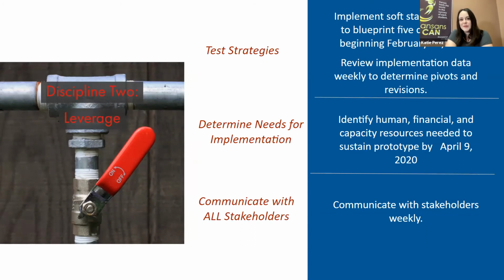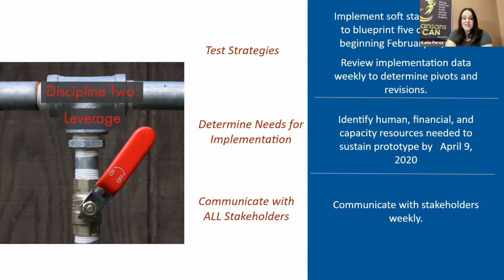We want to take it a little bit deeper with lead measures. I'll be honest, lead measures are one of the hardest things to write. You know where you want to be. It's hard to truly identify how you get there. So I want you to take a look back at the lead measures you wrote down. And if you have something that sounds pretty simple, like test strategies, determine needs for implementation, and communicate with all stakeholders, those are great, but we need to know how you're going to do that. So you can look here at the deeper example of that, right?